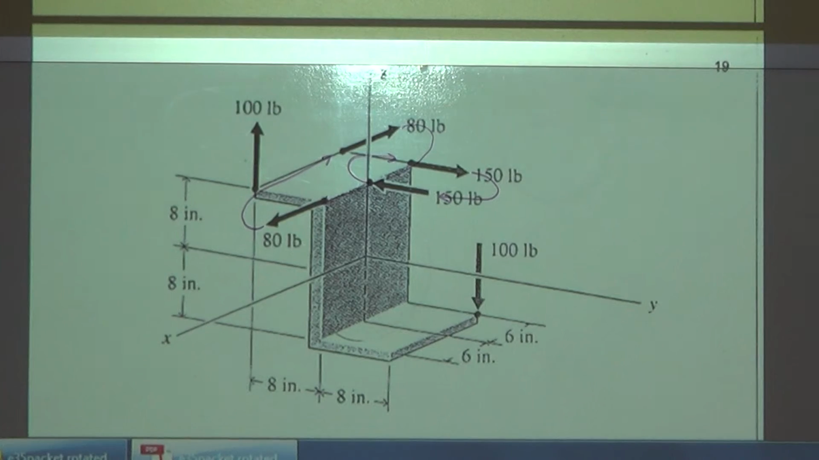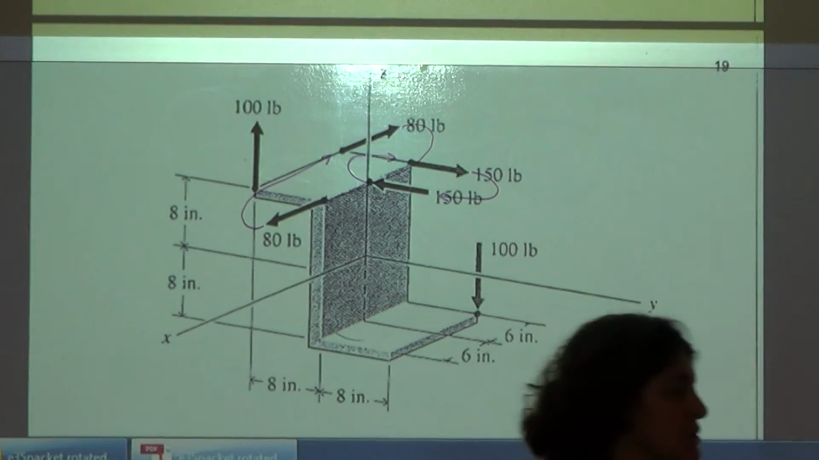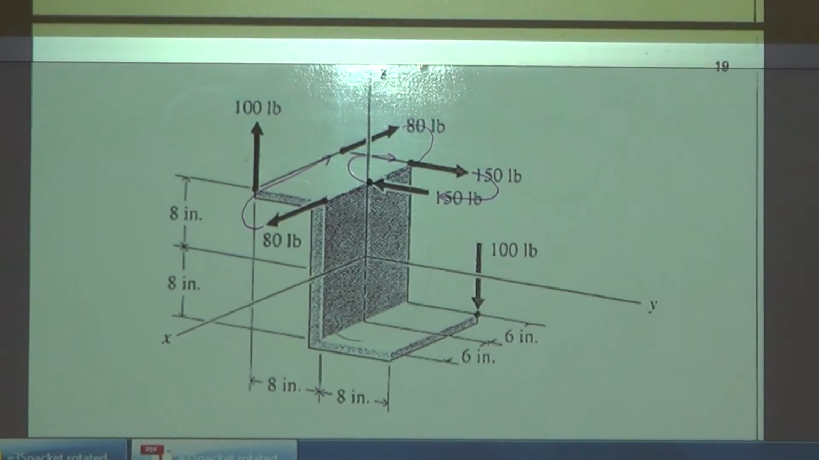Because it's 3D, you have to make sure that you're writing whether it's a spin in the X, Y, or Z. So in a 3D problem, make sure that you're using i, j, k.